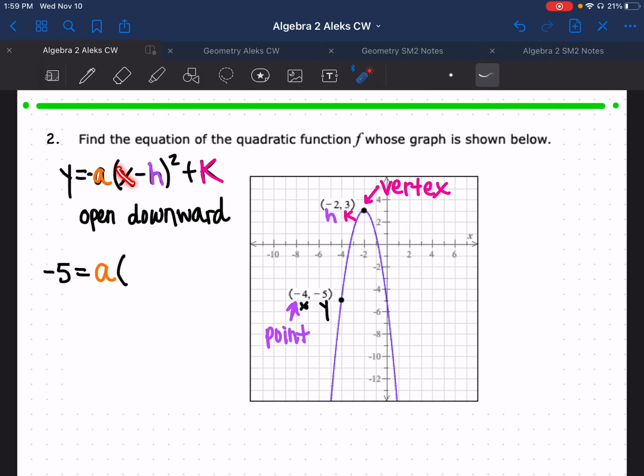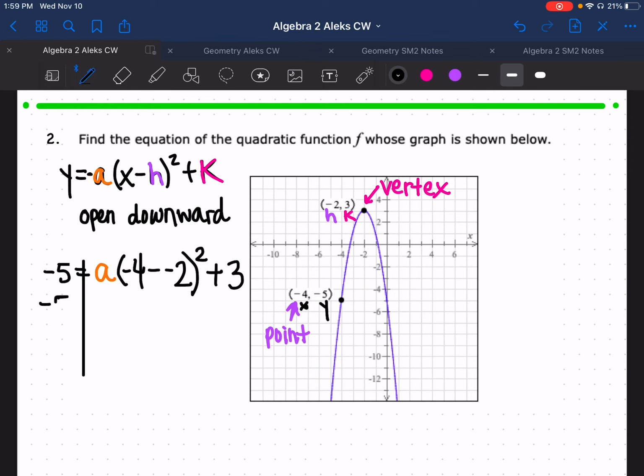For X, I'm going to come right here and grab the X value, -4. The formula says minus. Let's go grab H. H is -2. Yes, I'm going to put minus a -2 in there, and I'm going to square it. Plus, and then let's go find K. K is 3. There we go. I've plugged everything in, and now I'm going to go ahead and solve this equation for A.